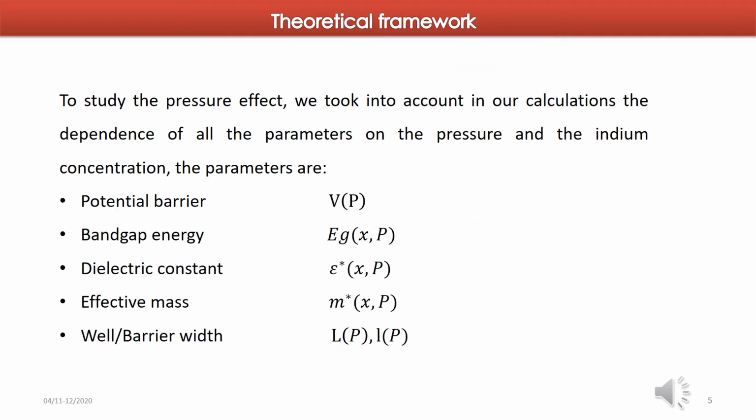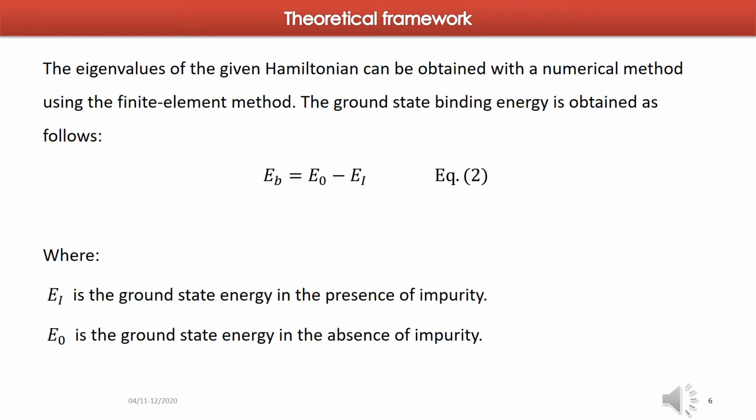To study the pressure effect, we took into account in our calculations the dependence of other parameters on the pressure and the indium concentration. The parameters are the barrier potential, the band gap energy, dielectric constant, effective mass, and the well and barrier width. The eigenvalues of the given Hamiltonian can be obtained numerically using the finite element method. The ground state binding energy is obtained as the difference between the ground state energy in the absence of impurity and the ground state energy in the presence of impurity.